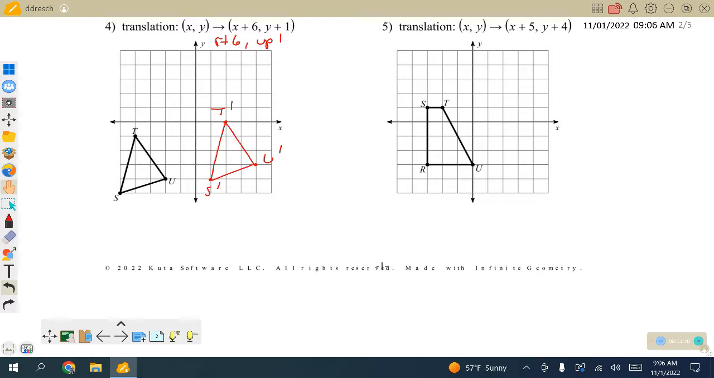And there we go. On that next one, let's just skip over it because it's the exact same thing, right? Right 5, up 4. Again, if it was a minus 4, we'd go down 4.